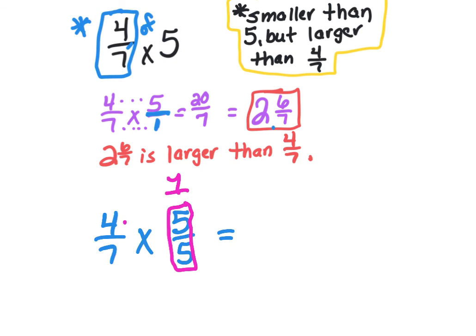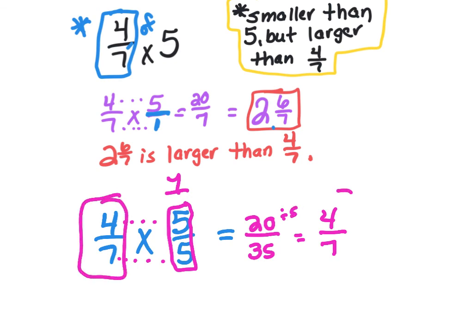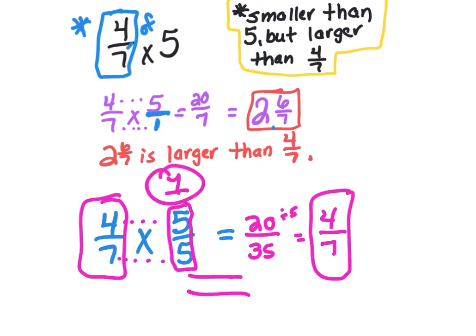But let's check. 4 times 5 is 20. 7 times 5 is 35. I noticed very quickly that one ends with a 0 and one with a 5, so they're divisible by 5. I'm going to get 4/7 if I divide both by 5. So I started with 4/7. My answer is 4/7, so these would be equal. So in this case, if you multiply by 1, or if you multiply with the denominator and numerator the same, your answer will be equal.